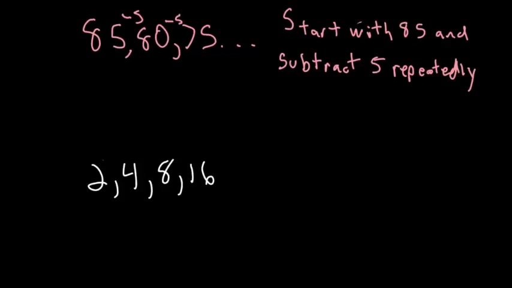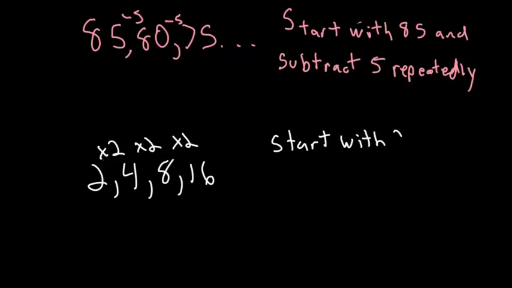So let's try multiplication because our numbers are going up. 2 times 2 is 4. 4 times 2 is 8. 8 times 2 is 16. So I got the same thing. My rule here is multiplying by 2. So when I write this, I'm going to start with 2 and multiply by 2 repeatedly.